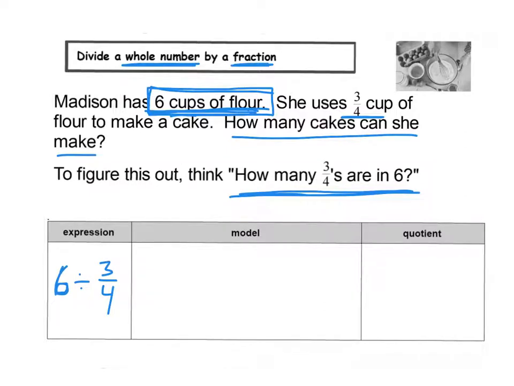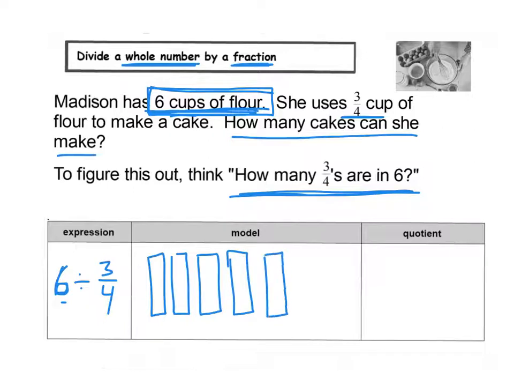Now, to make our model, again, we start with that dividend. So we're going to start by representing 6. I'm going to use my same old rectangles here. I have 6 rectangles, okay, and I have to count how many 3/4 I can get out of 6. So I'm going to split each of those into 4ths. Okay, remember, you can always stop the video if you need to and catch up.